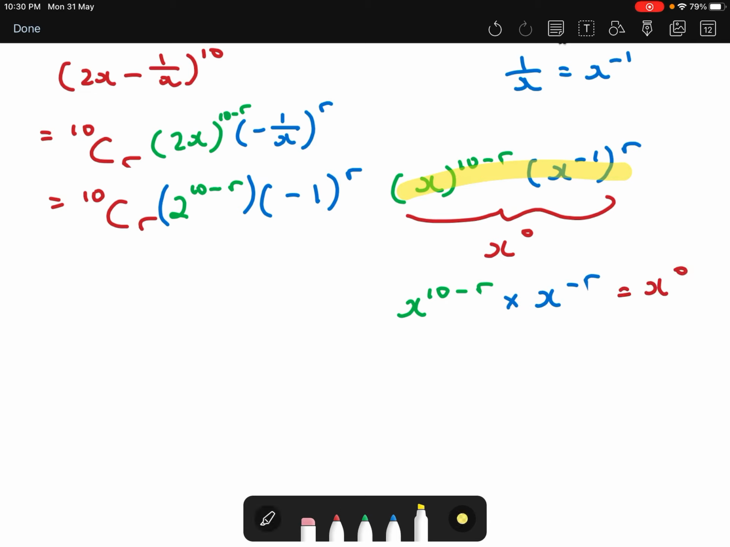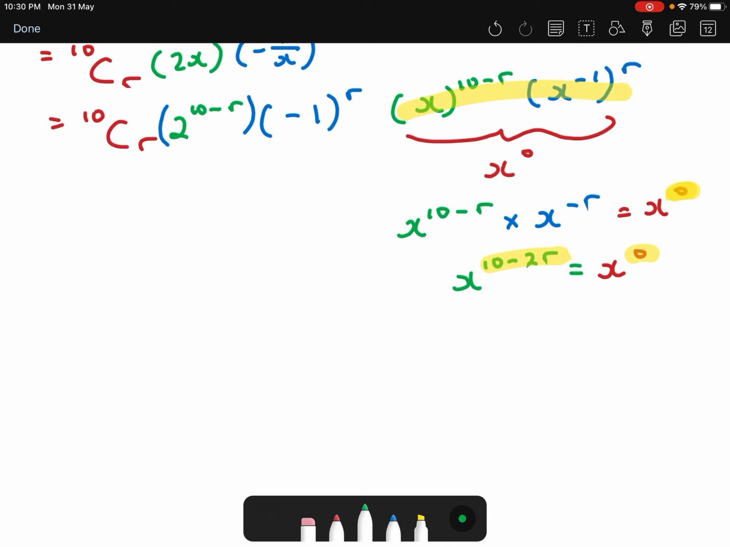From the previous video, we equate this to 0. So x to the power of 10 minus r plus negative r will be 10 minus 2r, equal to x to the power 0. So this will be equal to this. So 10 minus 2r equals 0. So 2r is equal to 10, and r is equal to 5. So my term independent of x is when it is 10 choose 5.